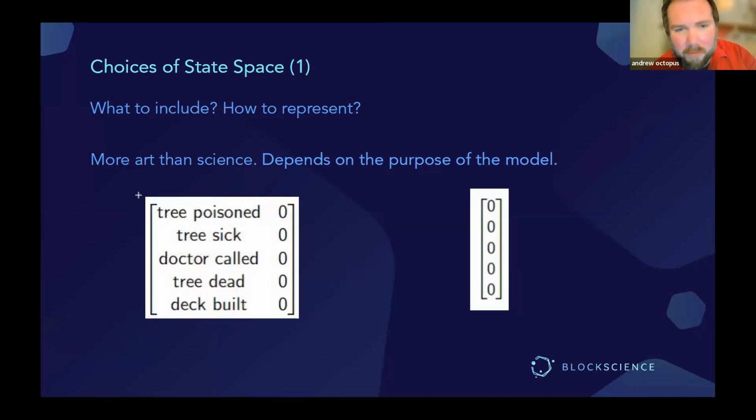And that's really overkill because there aren't that many different possibilities. Like the tree cannot be dead without first being sick in our representation. So we're including information that may or may not be helpful.